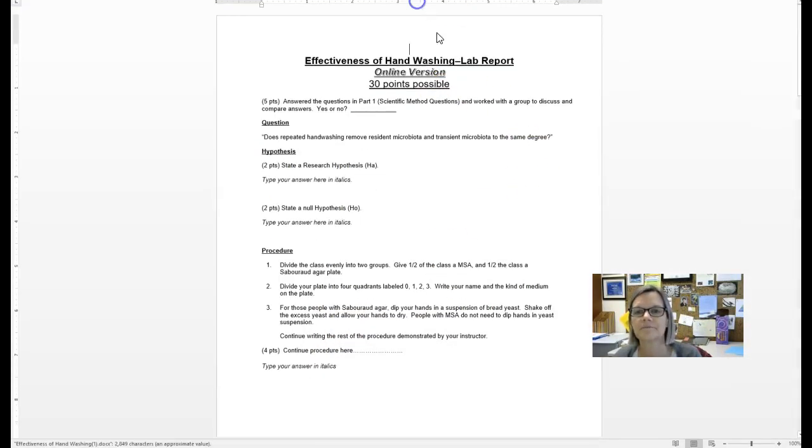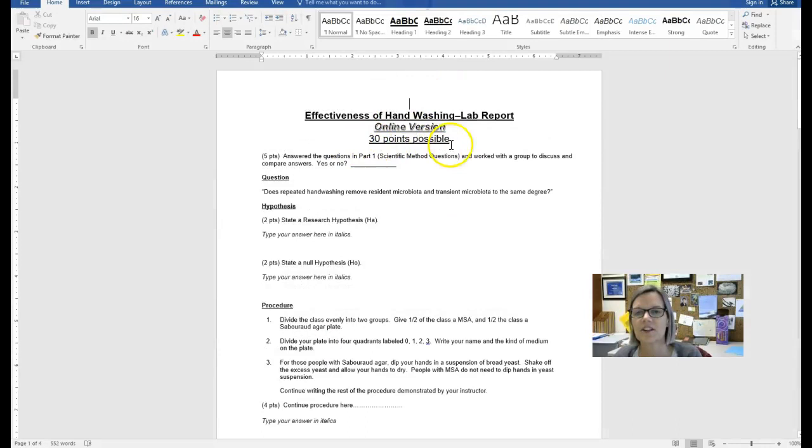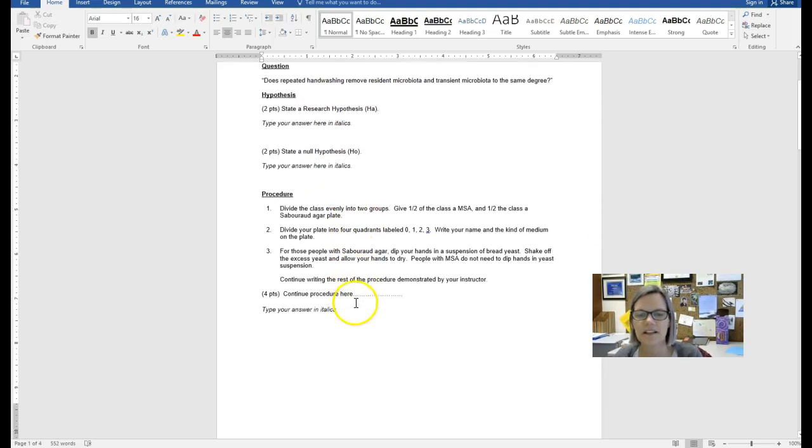Okay, so here we go. Notice, first of all, I changed it to 30 points. I upped the points a little bit because we're going to be kind of short of lab points. You've already done these sections in lecture, so you're going to type in your answers. I put "type your answers here" in italics, and I did that just so I can find your answers.